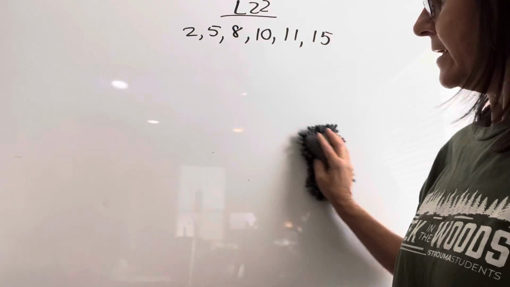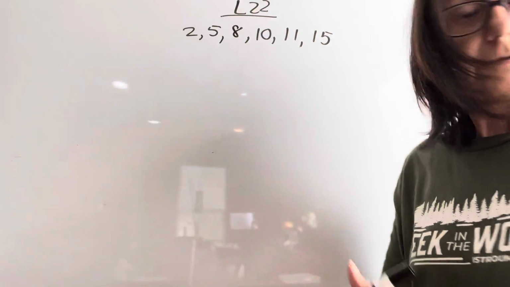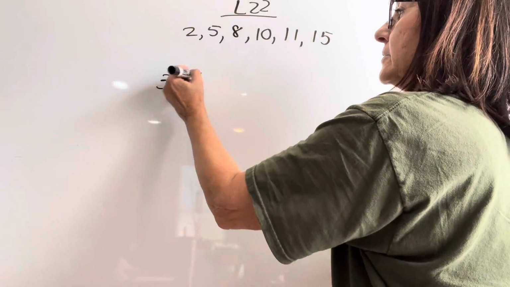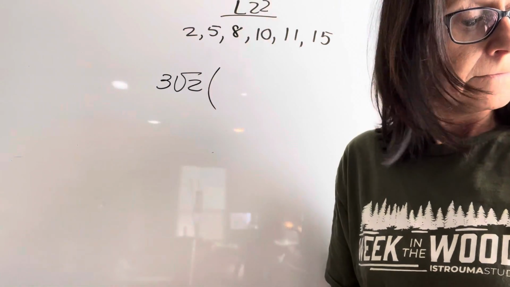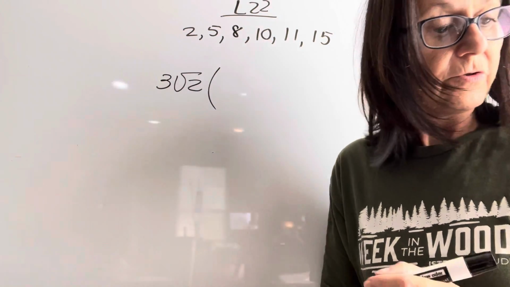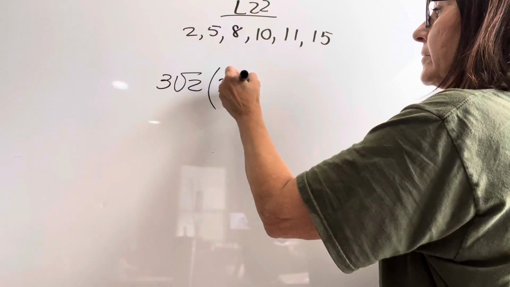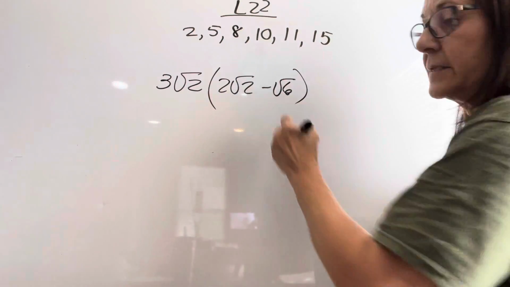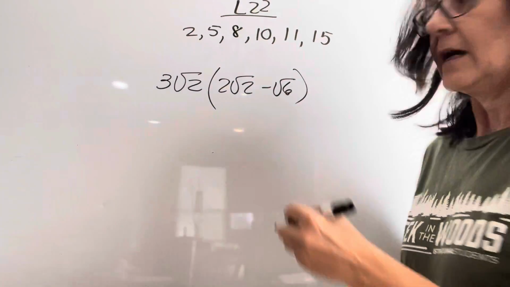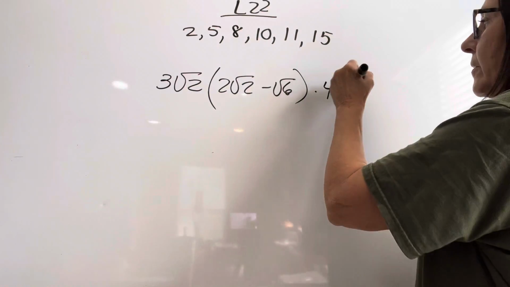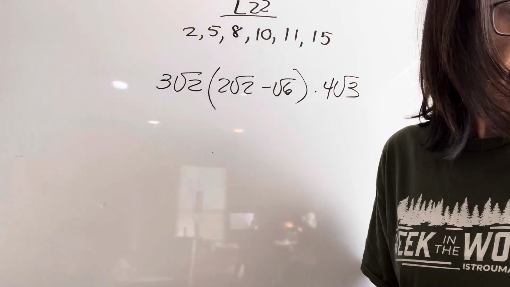Number 11 is 3 square root of 2 times 2 square root of 2 minus square root of 6, times 4 square root of 3 plus 2.